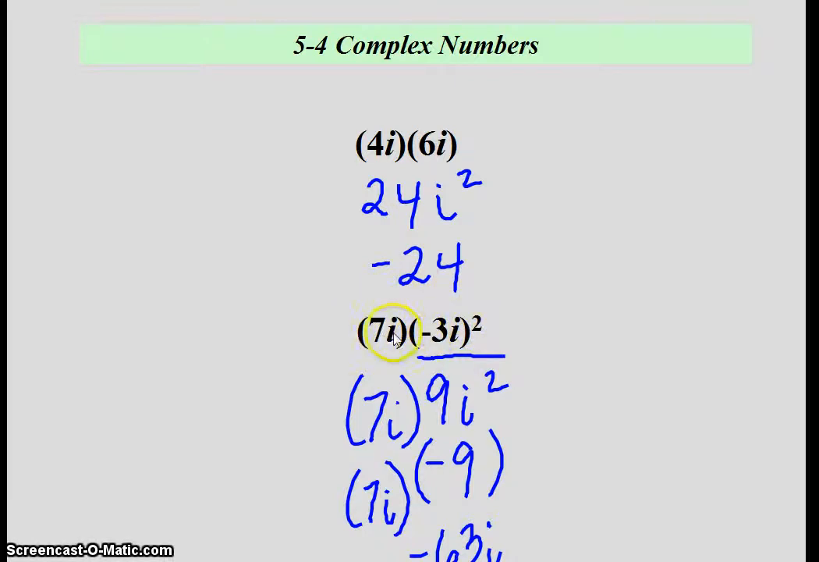Here I have a bunch of stuff going on. Right here, I need to square negative 3 times i. So negative 3 squared is a positive 9 because it's negative 3 times negative 3. Then I have i squared. Oh, but i squared is negative 1. So really this is saying I've got to do negative 1 times 9. So I have negative 9. And then I need to multiply by my 7i. So I get negative 63i.